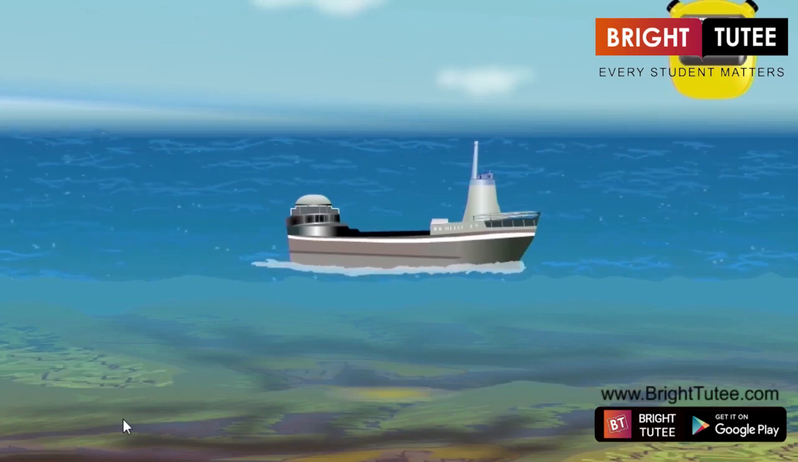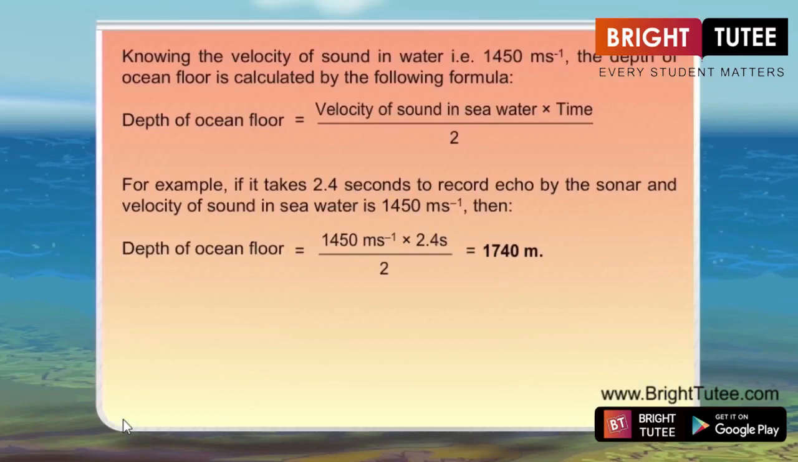Then we calculate the time taken by the wave to travel from the source of sound to the receiver, and this recorded time is noted down. Now, a hypothetical situation, we have recorded the time to be 2.4 seconds. Knowing the velocity of sound in water, right, it is once again dependent upon many factors. Here we are taking an example of the velocity of sound in water to be 1450 meter per second. So, we can calculate the depth of the ocean floor with the following formula.